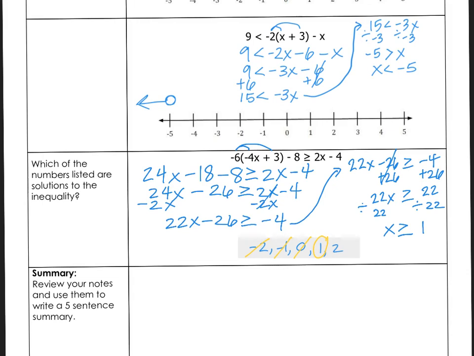And then let's try 2. So +2 is greater than or equal to +1. Yes, that's true. So those are two solutions for this inequality.